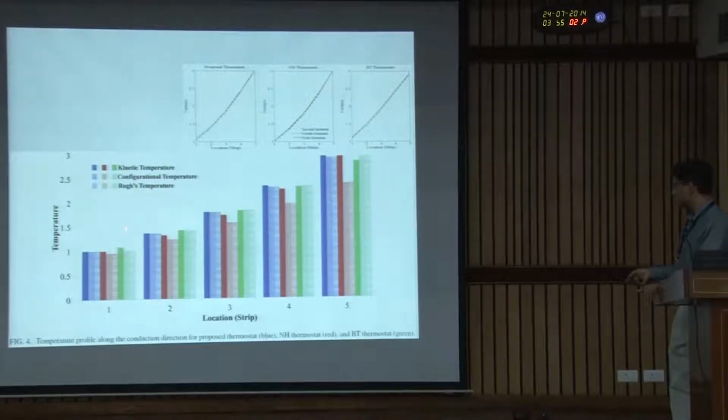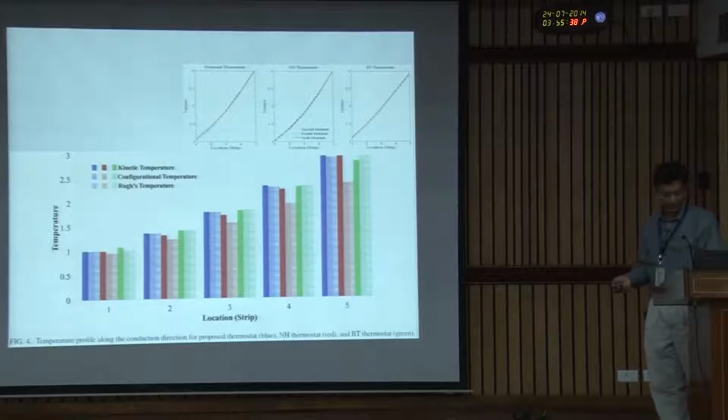So as you see, as we talked about, the Nosé-Hoover thermostat controls kinetic temperature perfectly, but is not able to control the other two, and not only at the ends, but also at intermediate points. The configurational thermostat does better in the intermediate regions, but not so well at the ends. But our thermostat, the blue set, does remarkably well in controlling at the intermediate points as well as the end points. So that made us very happy.